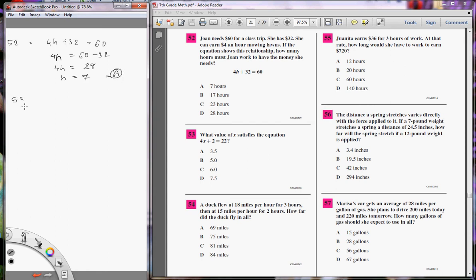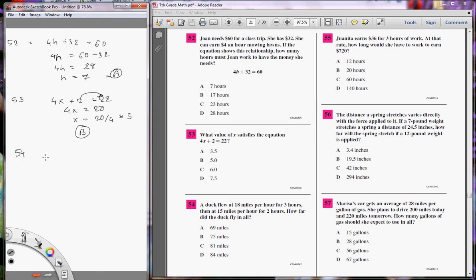Question number 53. What value of x satisfies the equation 4x plus 2 is equal to 22? So 4x is equal to 20 because 2 goes to that side and becomes negative. So 4x is equal to 20, and x is equal to 20 divided by 4, which is 5. So the answer will be B.